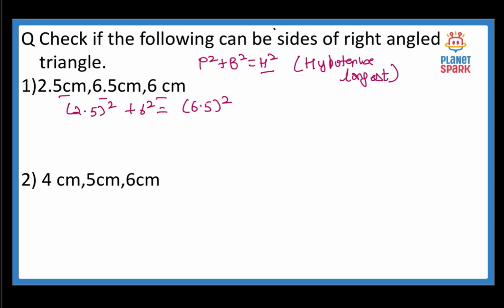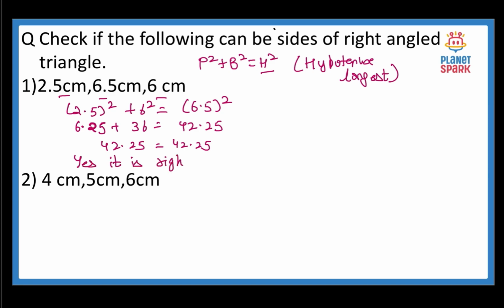Now 2.5 square is 2.5 into 2.5, that is 6.25. 6 square is 36 and 6.5 square is 6.5 into 6.5, that is 42.25. LHS is 42.25, RHS is also 42.25. Since LHS is equal to RHS, Pythagoras theorem holds true. So these three are the sides of a right angled triangle.